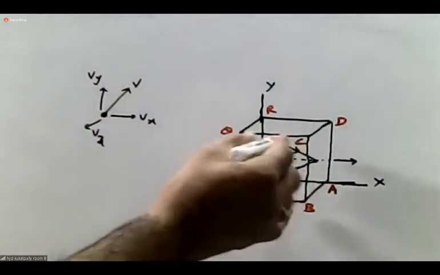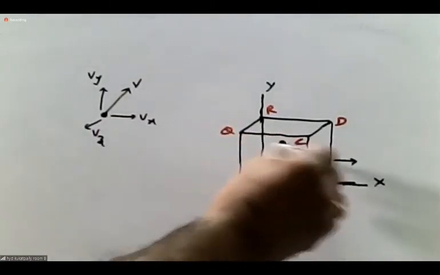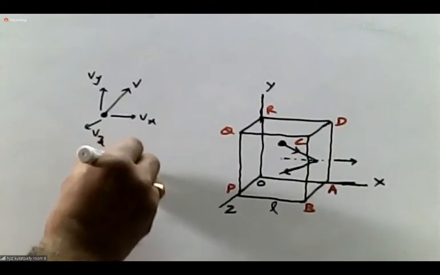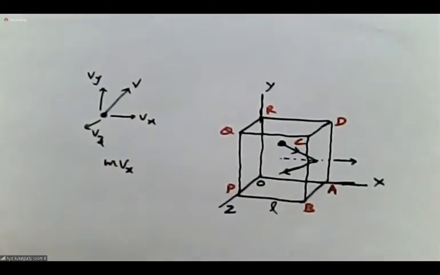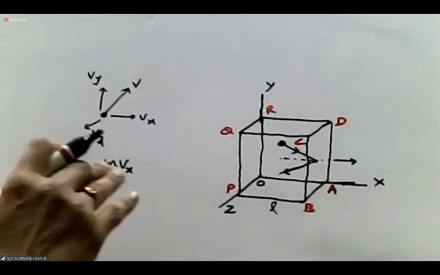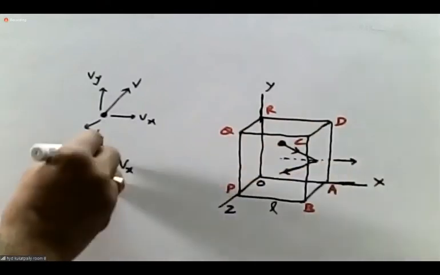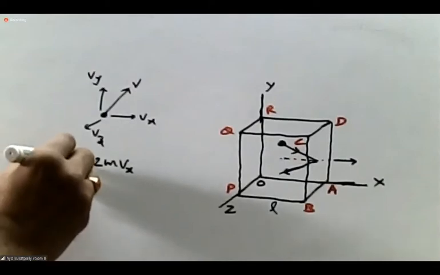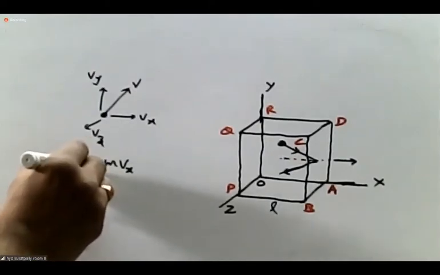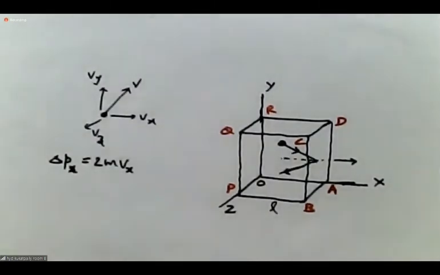So, if it hits with Vx velocity, its momentum along the x-axis is mvx. After collision, it becomes opposite, minus mvx. Change will be final minus initial. If you do it, 2 times mvx, you will get the magnitude. This is delta P along the x-axis, delta Px for one molecule, where m is the mass of the molecule. Note down this. This is a very important derivation. You have to be careful.